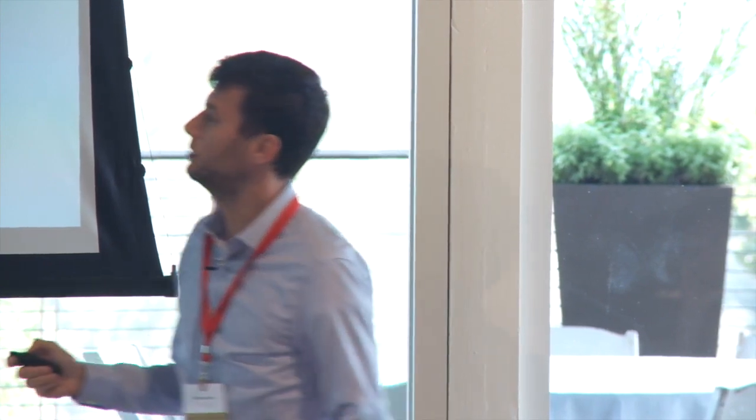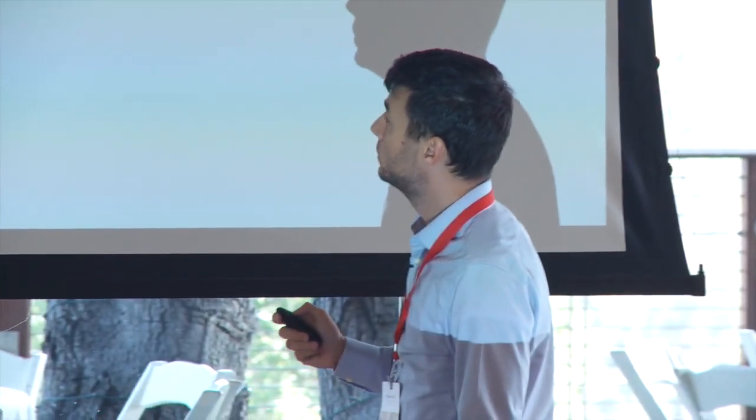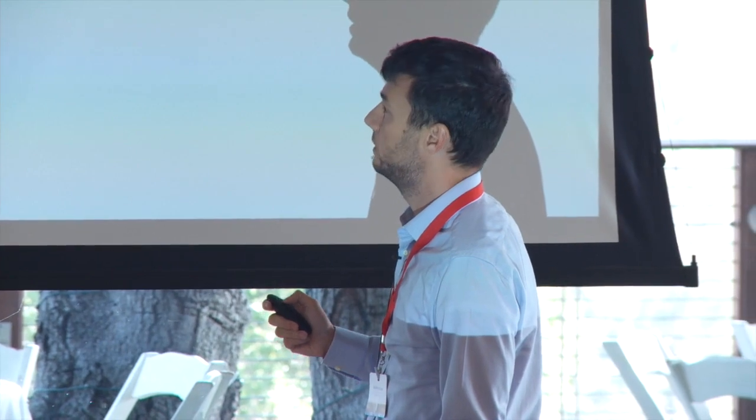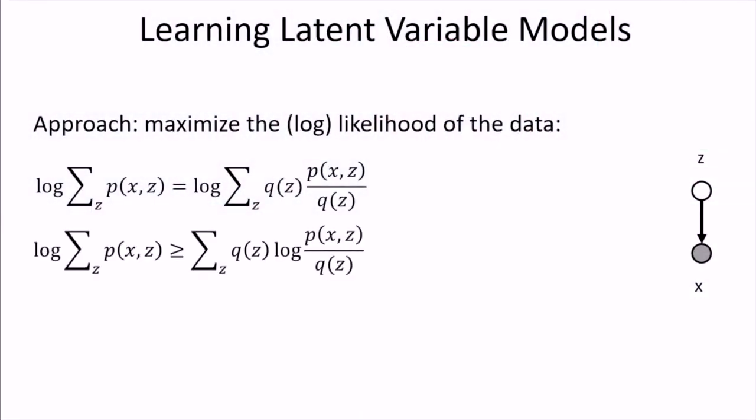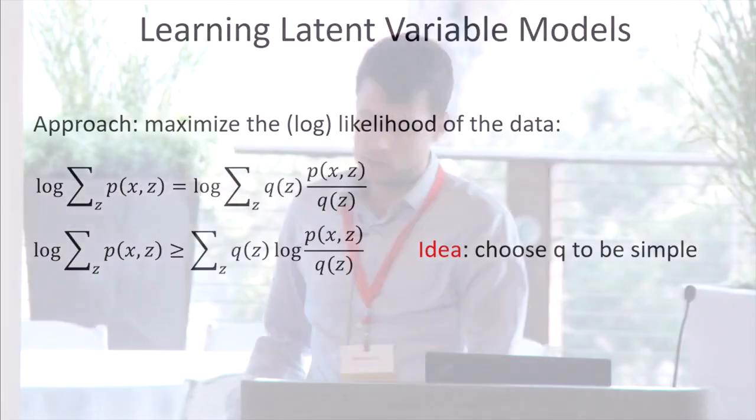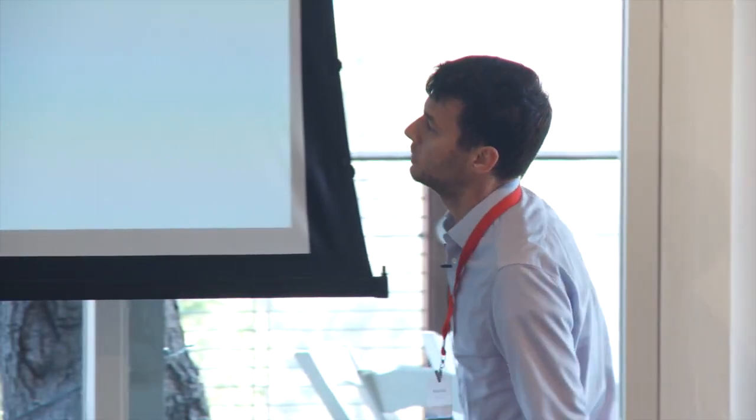So these models are typically trained using some kind of approximation. The idea is that we can rewrite this marginal log likelihood in the following way by multiplying and dividing by some function q. Then you can apply Jensen's inequality, and you can get a lower bound to the quantity you care about. So this is the quantity we care about. This is a lower bound that you can get easily. And the trick is that we can choose this distribution q to be simple so that we can evaluate this lower bound efficiently.